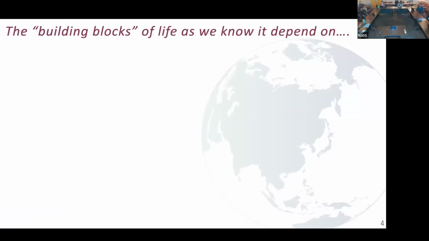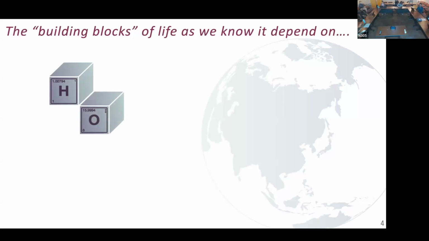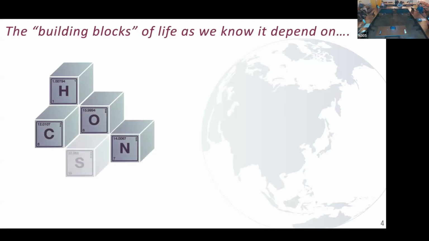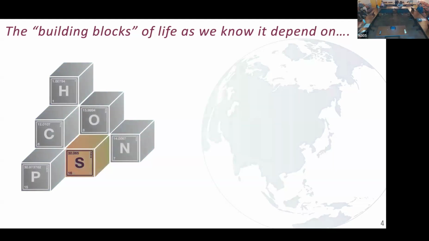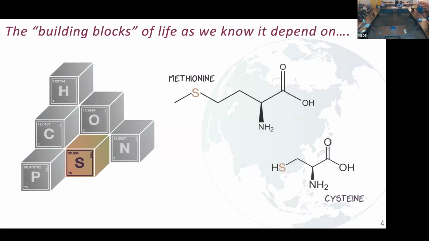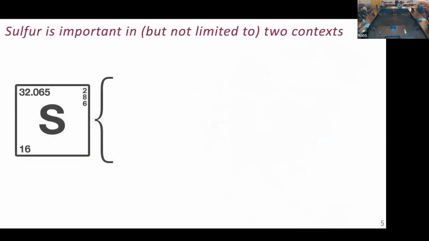The building blocks of life as we know it depend on hydrogen, oxygen, carbon, nitrogen, sulfur, and phosphorus. And I said those in the abundances that they are in the universe. Sulfur is the 5th most abundant when it comes to these specific elements and 10th most in the universe overall. So it's a pretty abundant element. And it's important for us because it's in amino acids that we need to live. And methyl mercaptan is a precursor to these too. But it's also important in 2 other contexts.